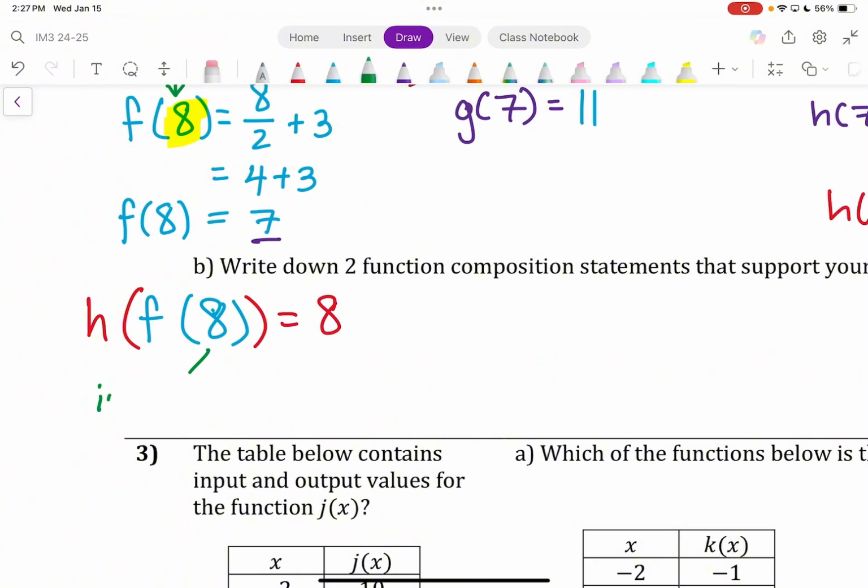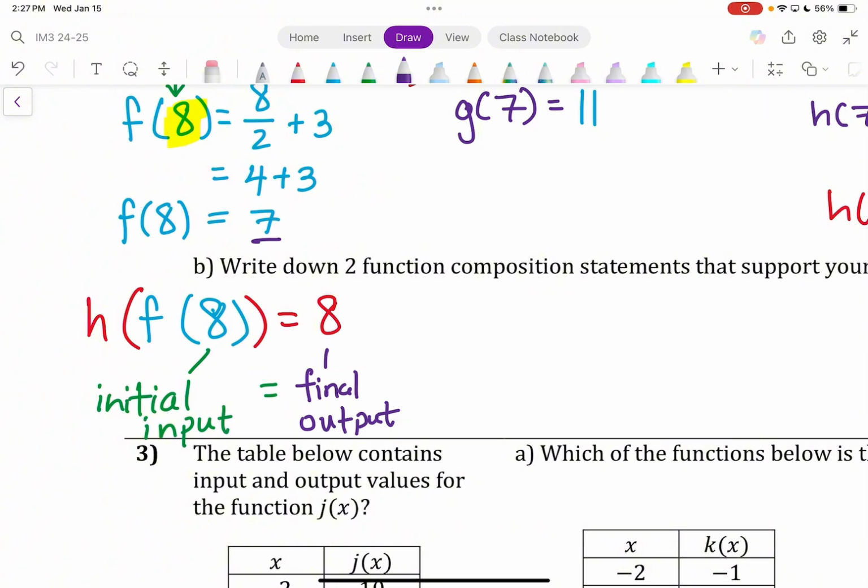Right? We are showing here that the initial input is equal to the final output. That is what you want to show in order to consider something an inverse function. H of f of 8 is equal to 8, where the initial input is equal to the final output. So those two numbers in this statement need to be the same.